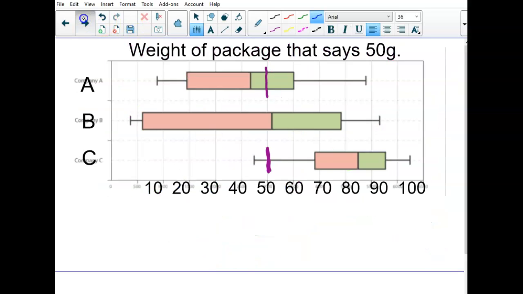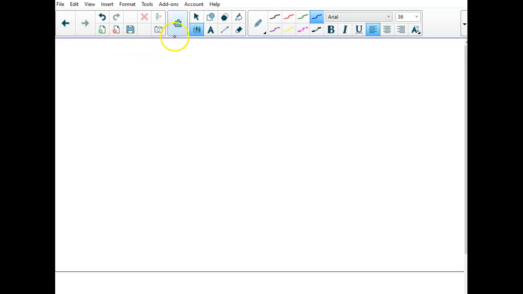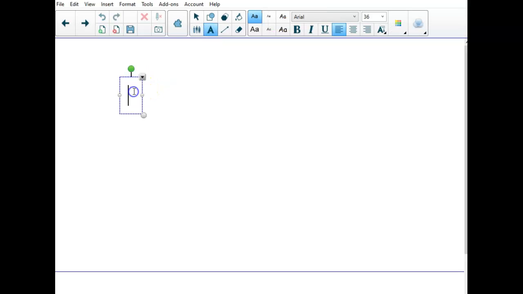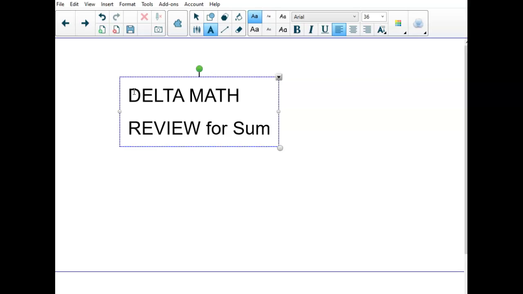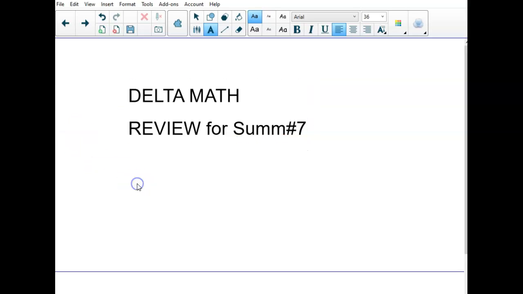I definitely fixed this at some point and I don't know where it is. Okay. What you need to do, guys, tonight is the homework is Delta Math. There is a review to start on. You don't have to do the whole thing tonight necessarily, but it is assigned. It's worth points on the homework check. It's not optional. Review for summative 7. Okay, questions?